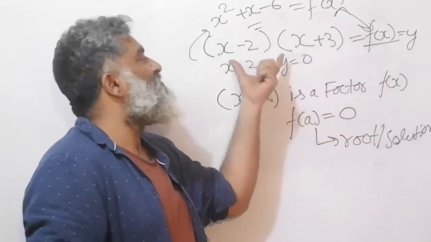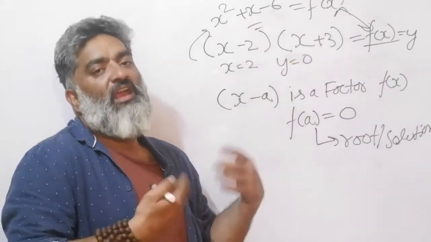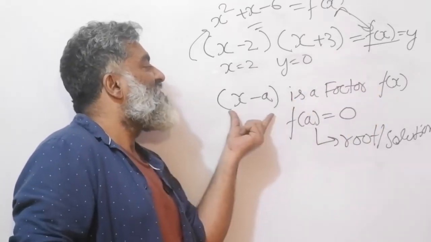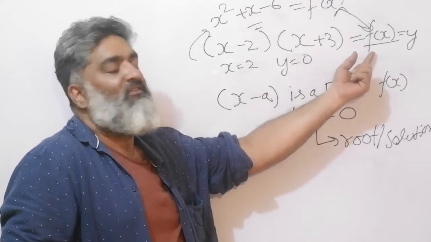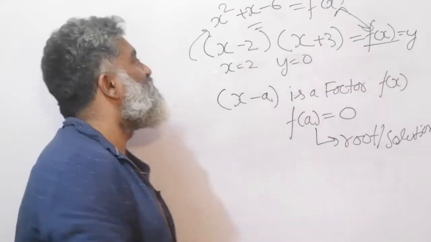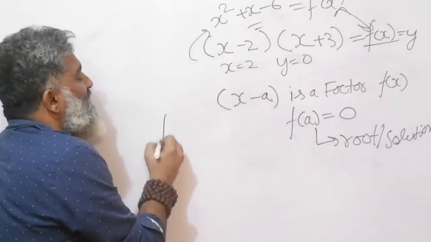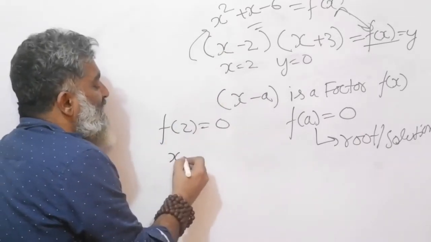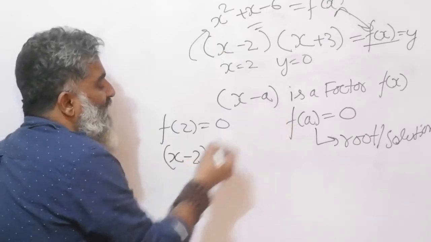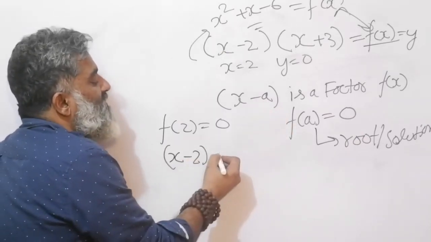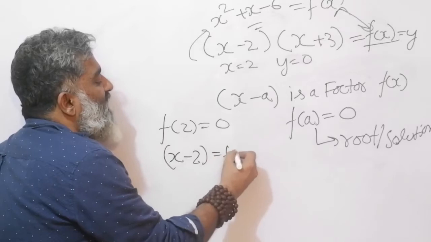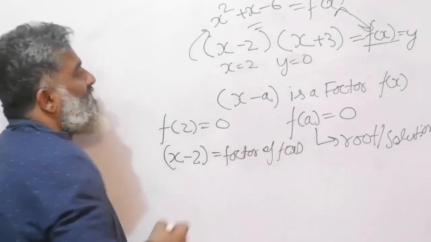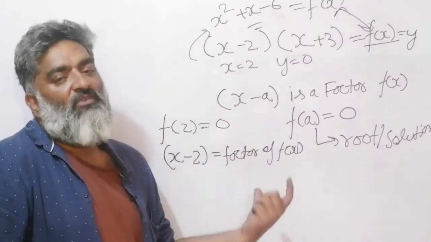For any function f(x), because right now we are looking at a small function, it becomes handy when the function becomes bigger and bigger. x minus a is going to be a factor of f(x) if f(a) is equal to 0. In this example, f(2) was equal to 0. Therefore, x minus 2, just following the language exactly, is a factor of f(x). Right, get comfortable with the idea.